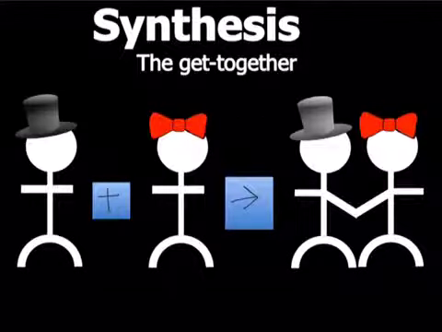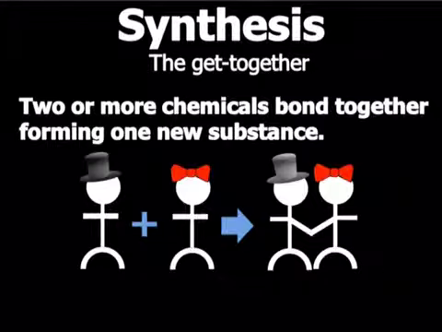And so this is a little graphic representation of synthesis. So here, we have this dapper guy in his top hat and this lovely lady with her red bow, and they are 2 separate things, and then they change and they become together. They become a couple. So they are 2 things, 2 separate things, turning into one thing. That's an indicator you have a synthesis. So 2 or more things becoming one.